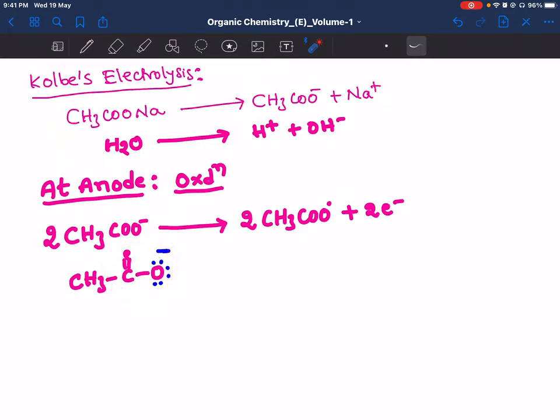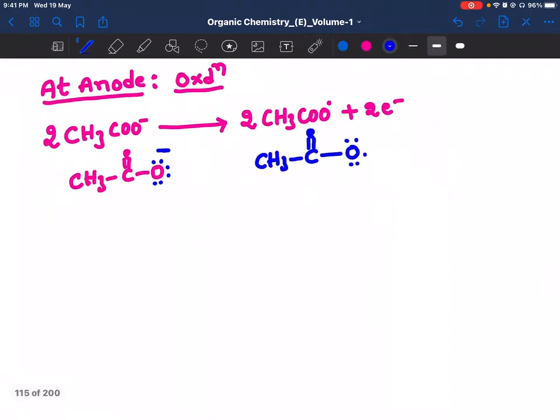Now when it loses an electron at the anode, which one will we get? We get CH3, bond, C double bond O. Whatever extra electron it has, that is lost. So that's why we get a radical. This one has an unpaired electron, and here also an unpaired electron. What happens in the next step? Here CH3, C double bond O, with the radical here, an unpaired electron. Now I am taking these two.